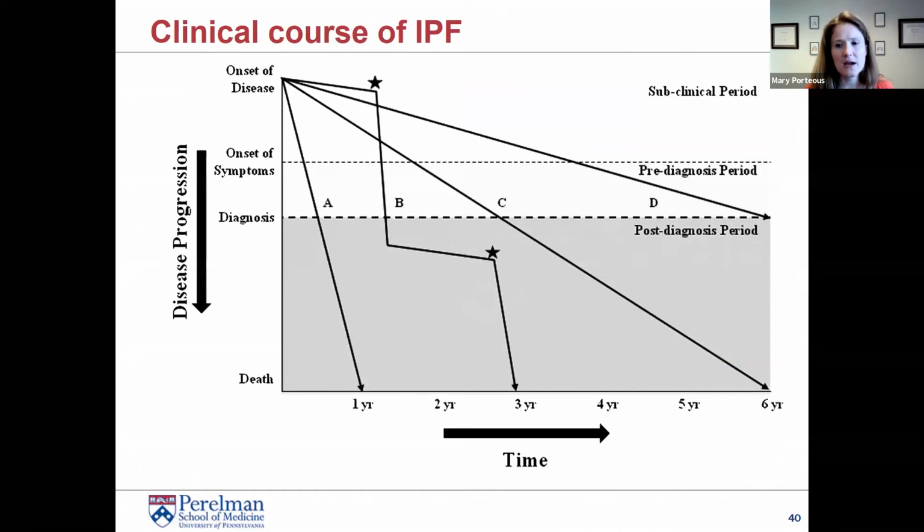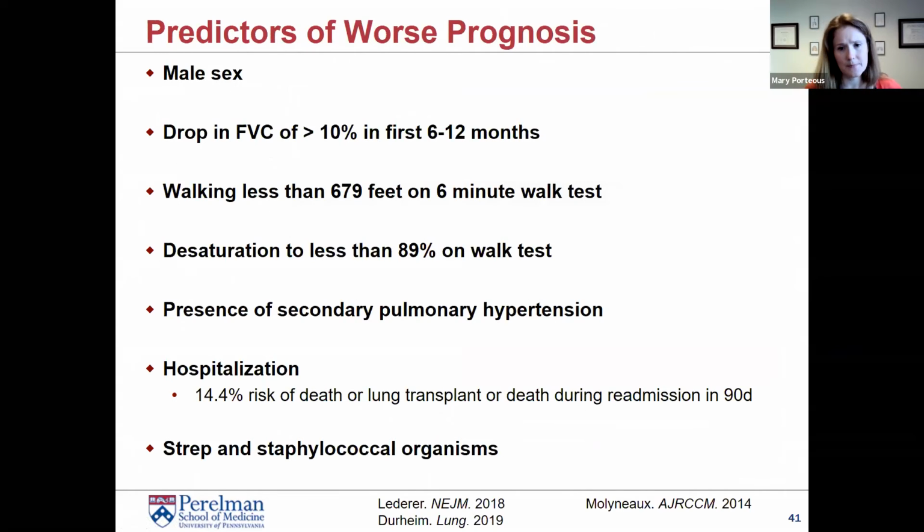The clinical course of IPF is highly variable, and so people can have a slow progression, can have a more rapid progression, or can have a kind of a stepwise decline here. But the bottom line, these are kind of older data, but still the average life expectancy is around 3 to 5 years. Who is going to do worse?